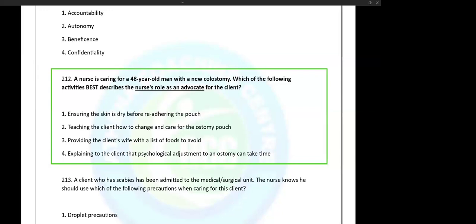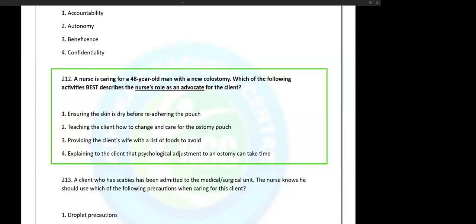Nurses have different roles: nursing leader, nursing manager, nursing advocate, nursing servant. There are registered nurses, licensed practical nurses, hospice nurses, palliative care nurses, infection control nurses, stoma care nurses, diabetic nurses, and quality control nurses. There are n number of roles for nurses. Here they are asking which best describes the nurse's role as an advocate.